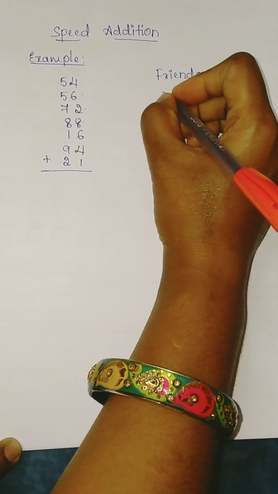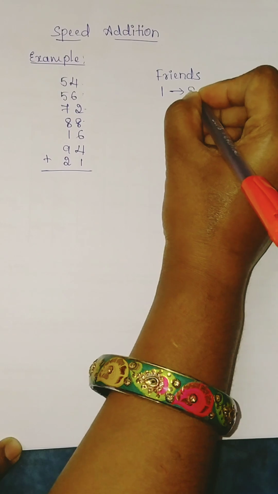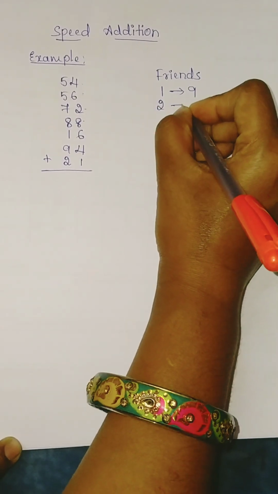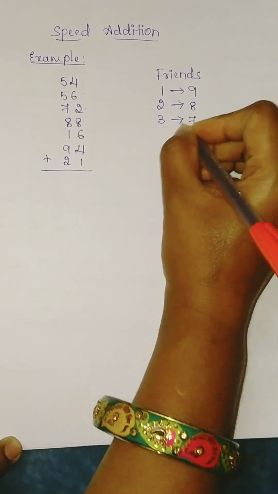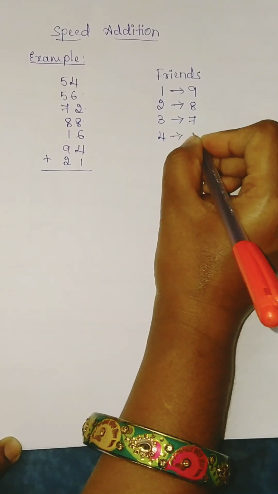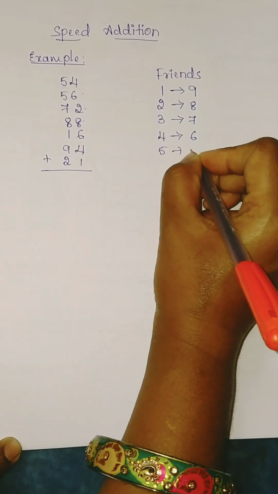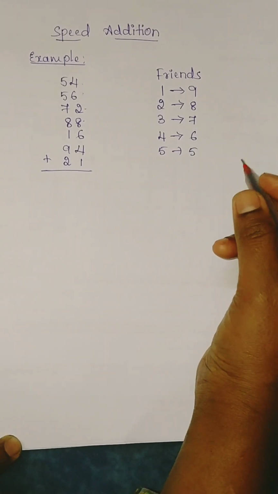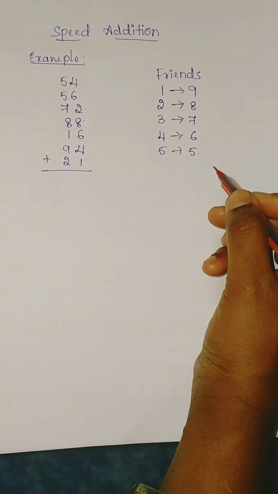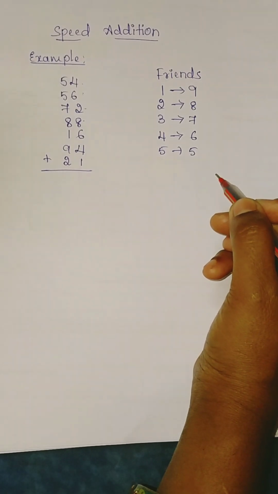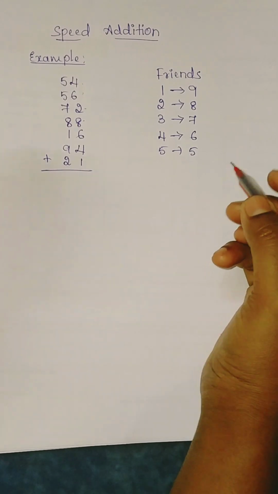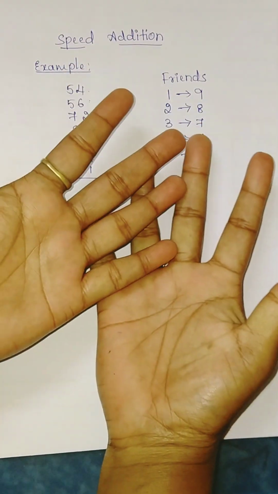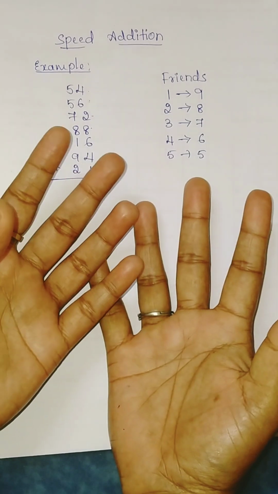Which are the friends? 1's friend is 9, 2's friend is 8, 3's friend is 7, 4's friend is 6, 5's friend is 5, etc. Children who are very slow and cannot find the friends can use the help of fingers. In our hands there are 10 fingers, right? So there are 10 fingers we have.